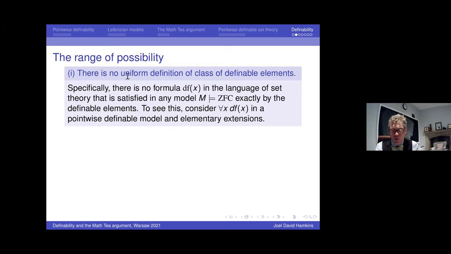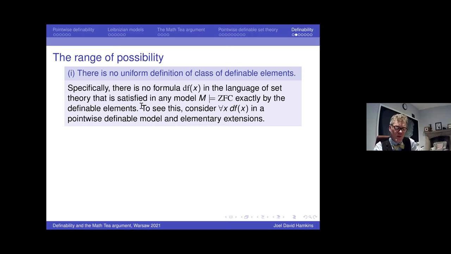First of all, there's no uniform definition of the class of definable elements. You can't have a formula in set theory which is always picking out the definable elements, because there are pointwise definable models that have elementary extensions. And the pointwise definable models think everything's definable, but the elementary extensions don't. So you can't have any such formula that always picks out the definable elements.